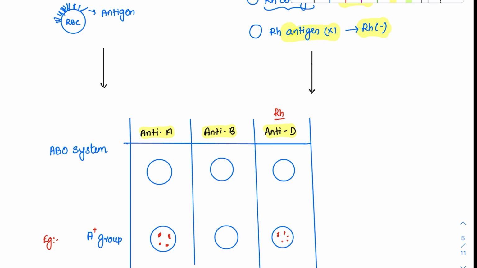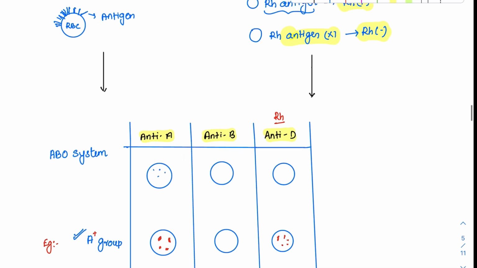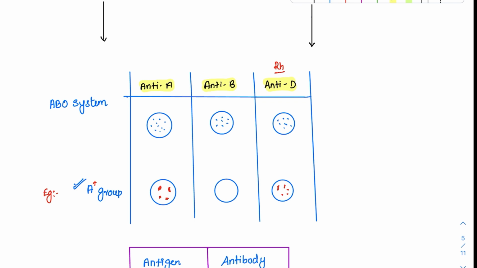For example, see this example in an A positive person: when the blood is mixed with these antibodies, what will happen? A is positive, so there will be a reaction in the A. The person has A antigen, so obviously there will be a reaction in the antibody A region. So this will be the reaction here. And since I said it is a positive group, the reaction has to be present on the RH side also. So this is how the blood groups are identified depending upon the antigens.